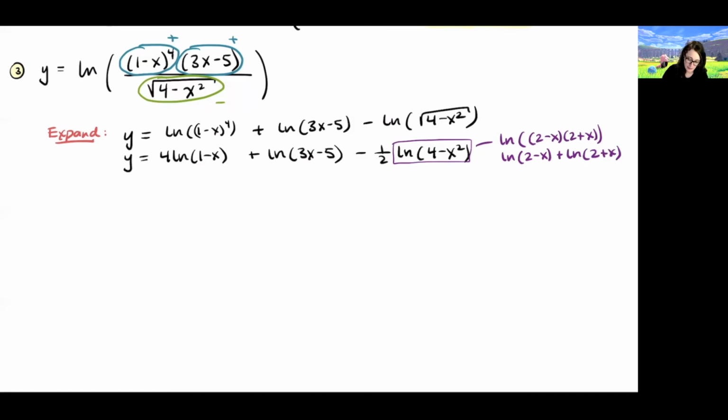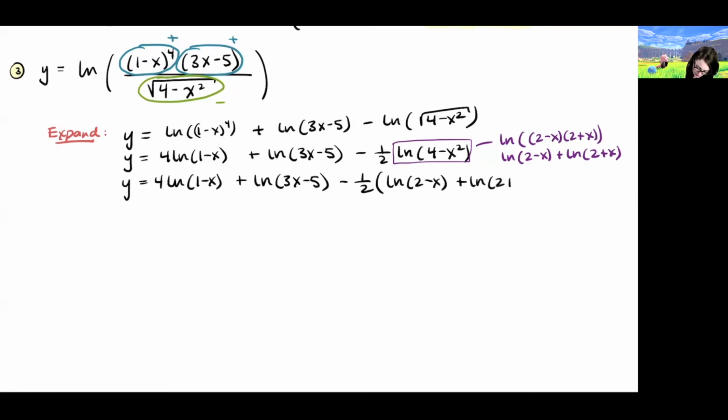Okay, the only thing we have to do is be considerate of this minus 1/2 that's in the front, because this is going to be multiplied by all of this stuff here. So let's be careful with that. So we'll say y equals 4 natural log of 1 minus x. Not doing anything with these two. Then I have minus 1/2 parentheses, natural log of 2 minus x plus the natural log of 2 plus x.